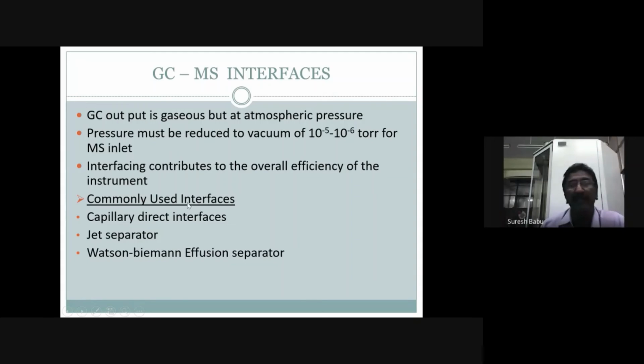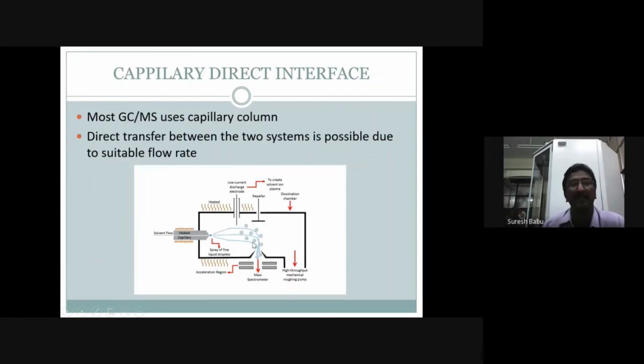Then actually we need interfaces. The output of GC carries the sample and the carrier gas. So the purpose of the interface is to remove the carrier gas and enrich the sample concentration. Commonly used interfaces are the capillary direct interface, jet separator, and Watson Biemann diffusion separator.